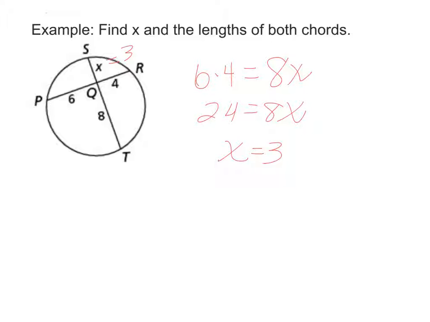we can now find the length of each chord. We already knew the length of PR. PR is 10 because of the 6 and 4, and ST is 8 plus 3, which is 11.